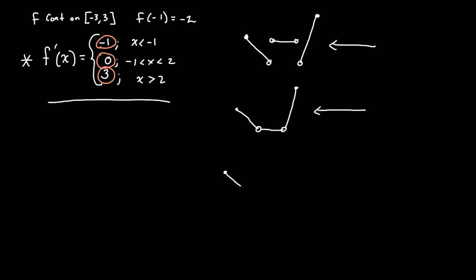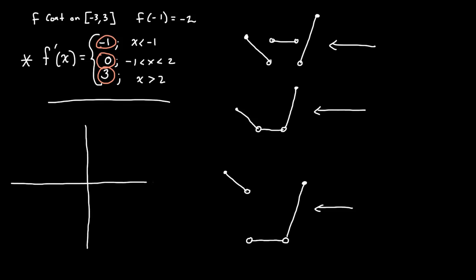So let's say the slope went like this, and then it jumped to 0, and then it jumped to 3. So this graph here is yet another candidate. So there needs to be more information for us to be able to graph this appropriately. So I'm going to come down here, and hopefully this will be the real graph that we desire. Okay.